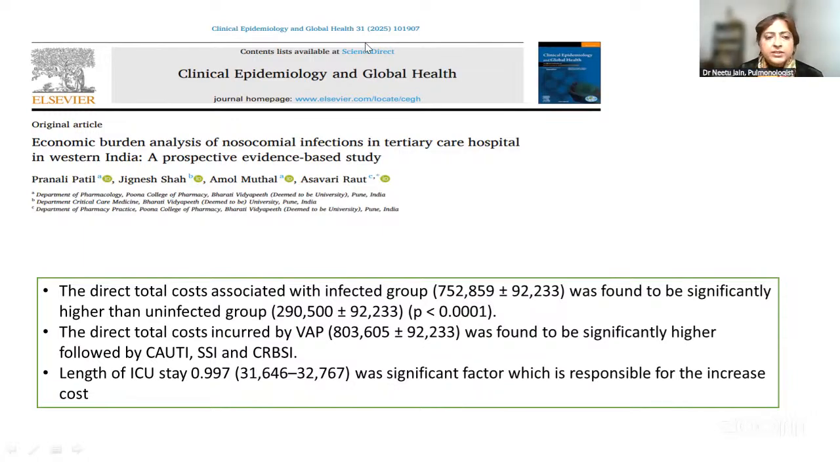So let me discuss this study, which was done in a tertiary care hospital in Western India. They directly showed that the cost of the infected group was 3 times the cost of the uninfected group, which is a huge difference. And it's about 4 times that of an average patient. And length of hospital stay was significantly higher in those with increased cost. So not only does it affect patient morbidity and mortality, it also affects hospital stay in our ICUs.